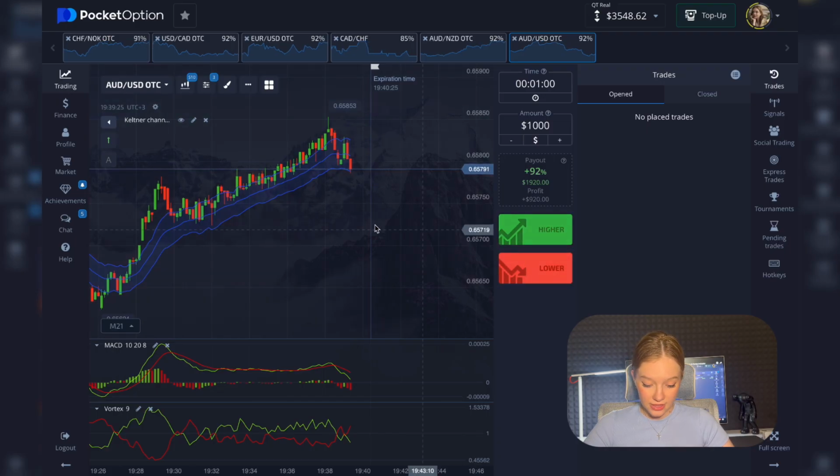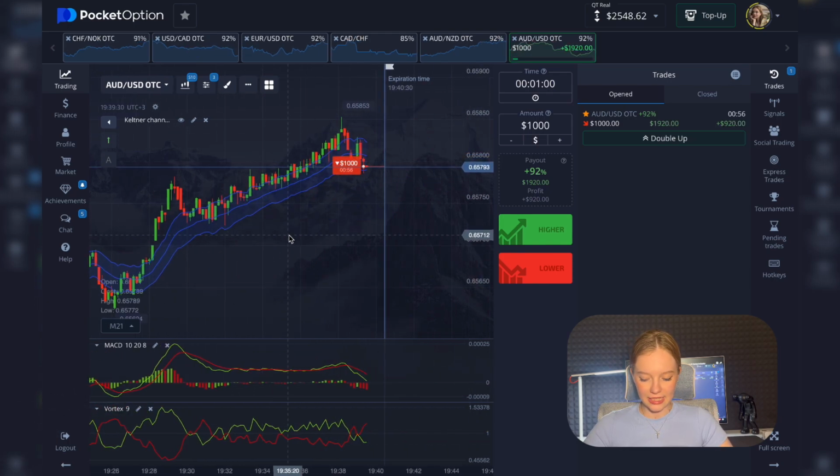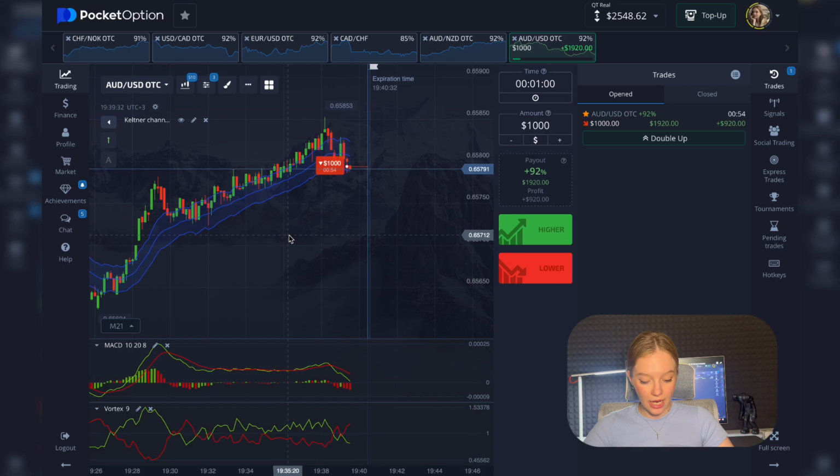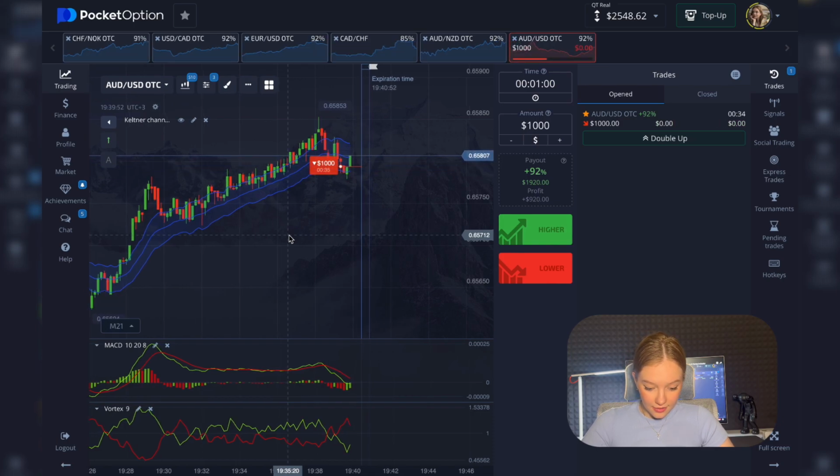I have found a great example for you now. On this chart, you can see that it was going right along the top line of the Keltner channel indicator, but at some point the candles went down a little bit and all the other indicators crossed over and started to show a dominance of red lines, indicating a decline. So I opened here the last trade for today with the amount of $1,000.